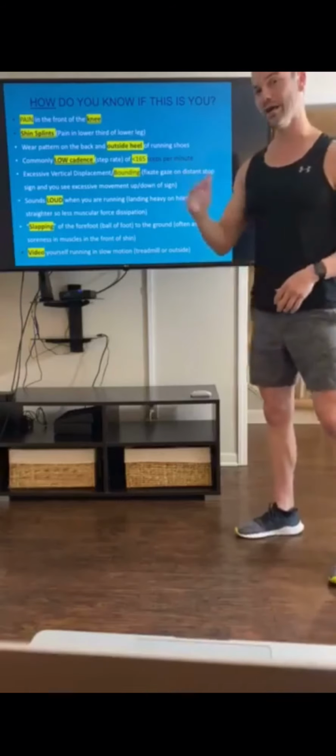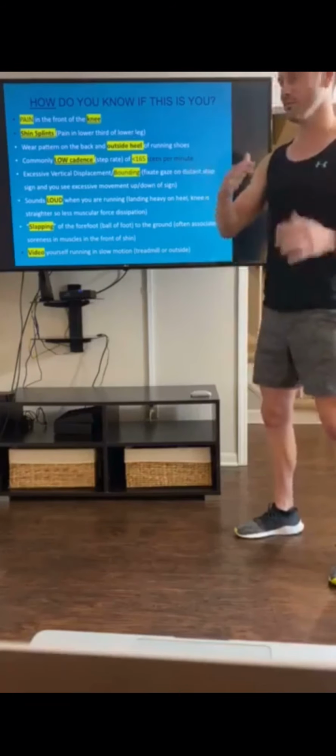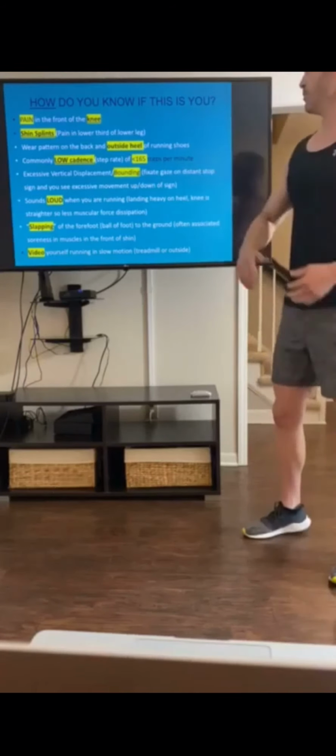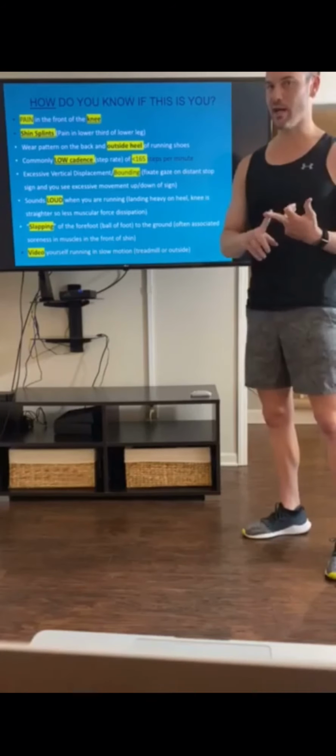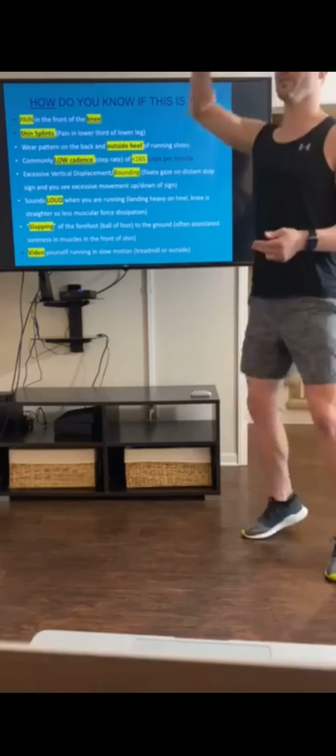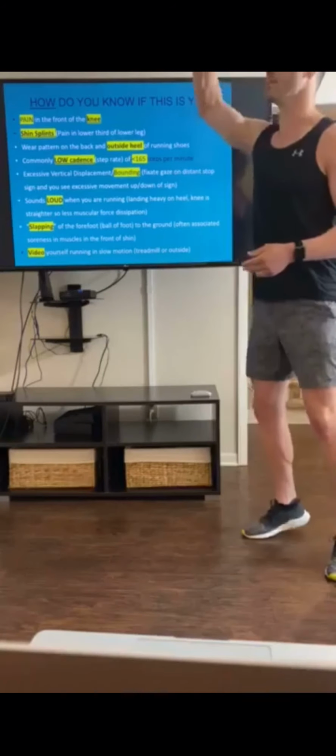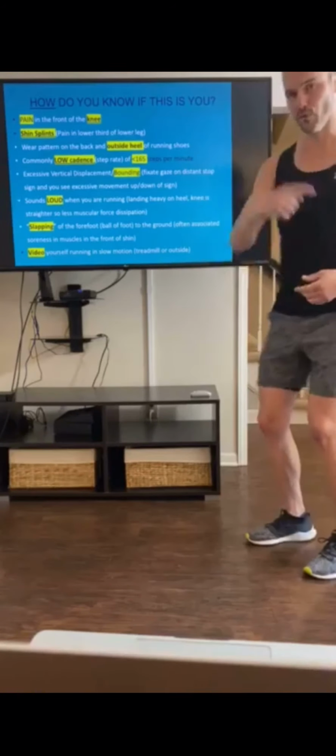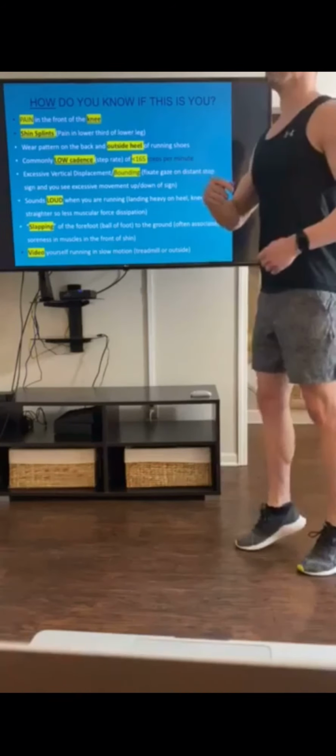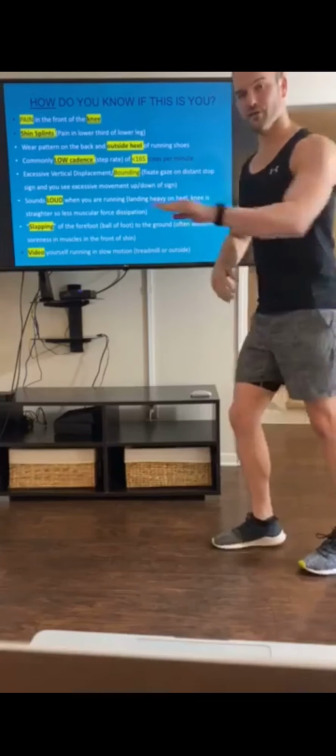Cadence, we talked all about cadence yesterday. We see a lower step rate, usually in the 155 to 160 range. People who overstride, not always, but usually, have this excessive vertical displacement, this up and down, because, as I talked about before, they're more jumping and bounding versus gliding.